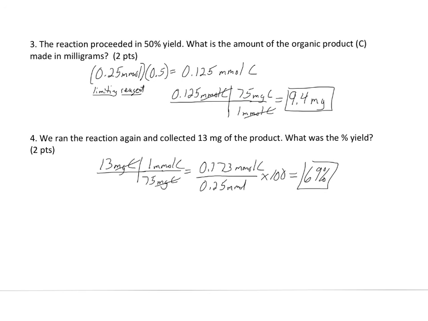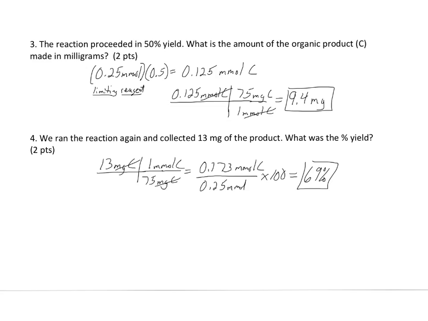Again, now we're saying we're in the reaction again. We're collecting 13 milligrams of product. What was the percent yield? So now you take the 13 milligrams and figure how many millimoles of C that was. C is the product, and that was 75 milligrams for 1 millimole. Cancel out your milligrams. You end up with 0.173 millimoles of C. You divide that by 0.25 millimoles, which is the most millimoles we could have made because of the limiting reagent. Times 100, and it's 69%.